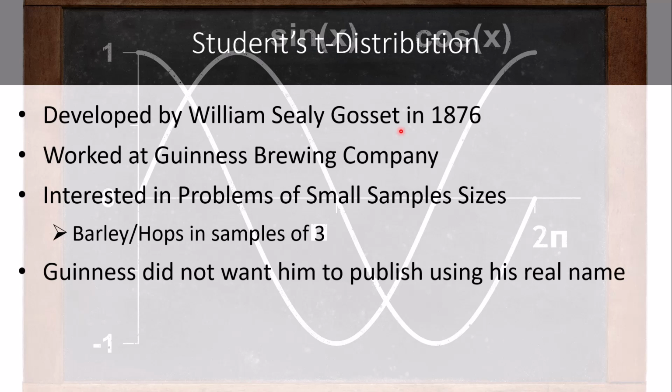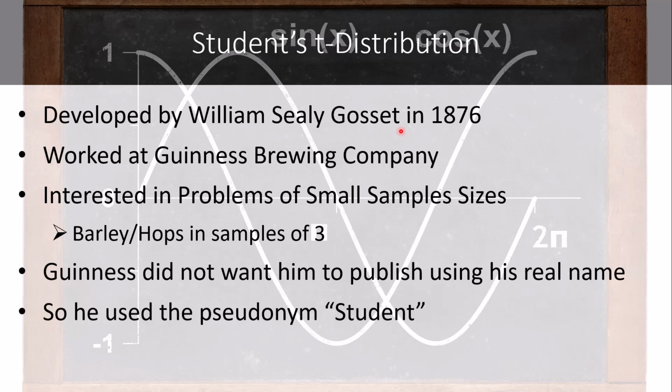However, Guinness did not want their name associated with the publication, and they did not want him to use his real name in the publication because that would map it back to Guinness. For some crazy reason, they wanted to play no part in this. I don't understand why. That must just have been the business mentality at the time. So he published it using a pseudonym. You guessed it, Student. Okay, so what is this distribution all about?